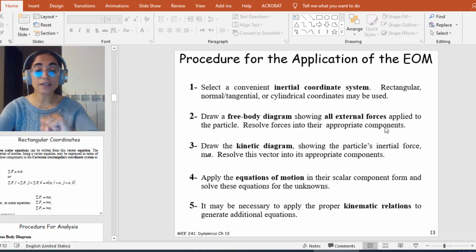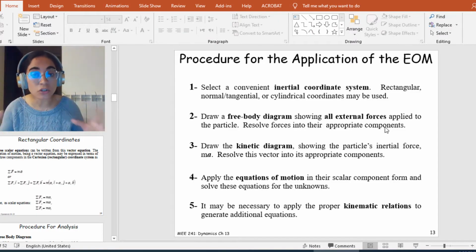Welcome back, guys. In this video we're going to talk about the procedure for the application of the equation of motion, sum of forces is equal to ma. How do we do this? What are the steps?